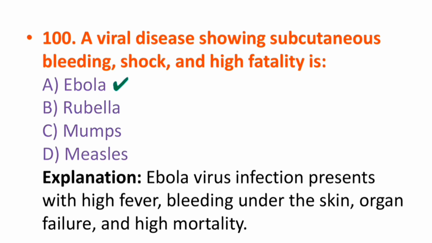A viral disease showing subcutaneous bleeding, shock, and high fatality is option A, Ebola; option B, rubella; option C, mumps; option D, measles. The correct answer is option A. Ebola virus infection presents with high fever, bleeding under the skin, organ failure, and high mortality.